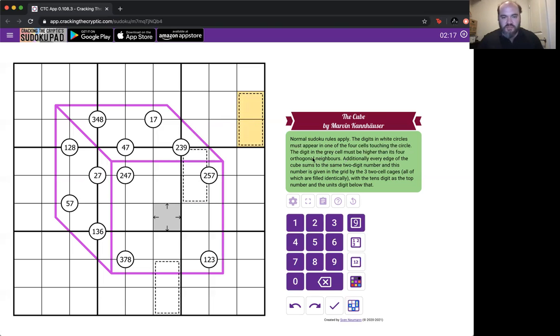And the last one that I totally missed the first time around, it says the digit in the gray cell must be higher than its four orthogonal neighbors. So this one here must be high enough that all four of these are lower than it. And technically you can have a repeat here, but take a look at that in a bit. Cool. So I'm gonna go ahead and jump into this.